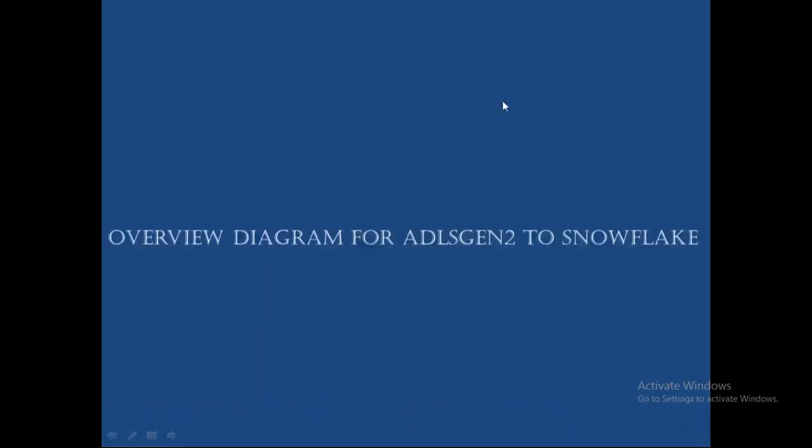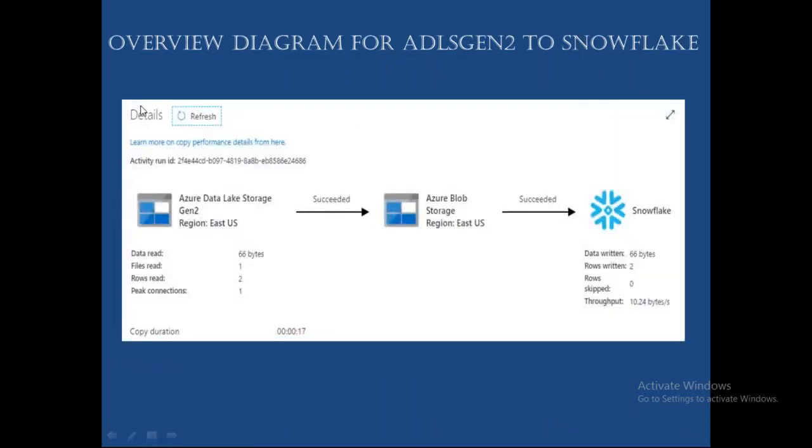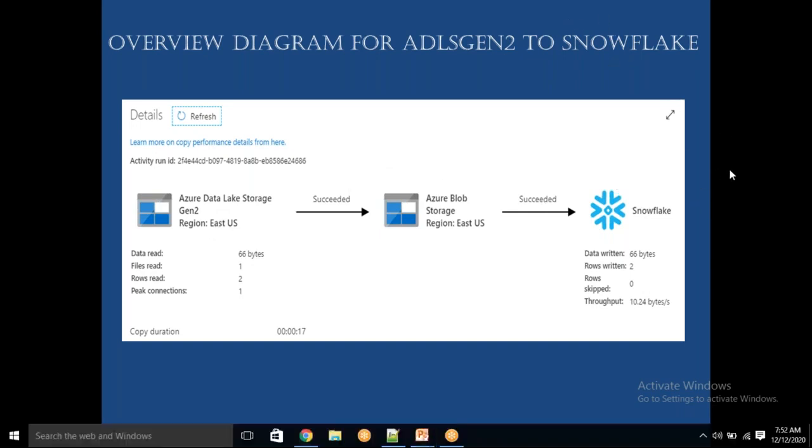Okay, now an example. See here, the overview diagram for ADLS Gen2 to Snowflake, how I will load. This is my Data Lake Storage Gen2. This data will be loaded into the blob storage. From the blob storage, data will be loaded into Snowflake. It will not come directly from ADLS Gen2 to Snowflake. It is not possible. There is no direct connector. Understood, friends?